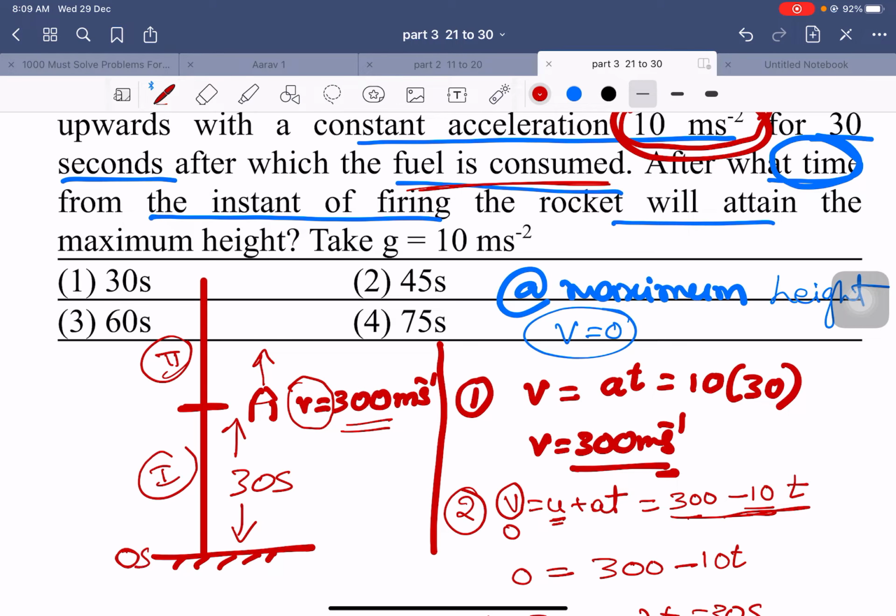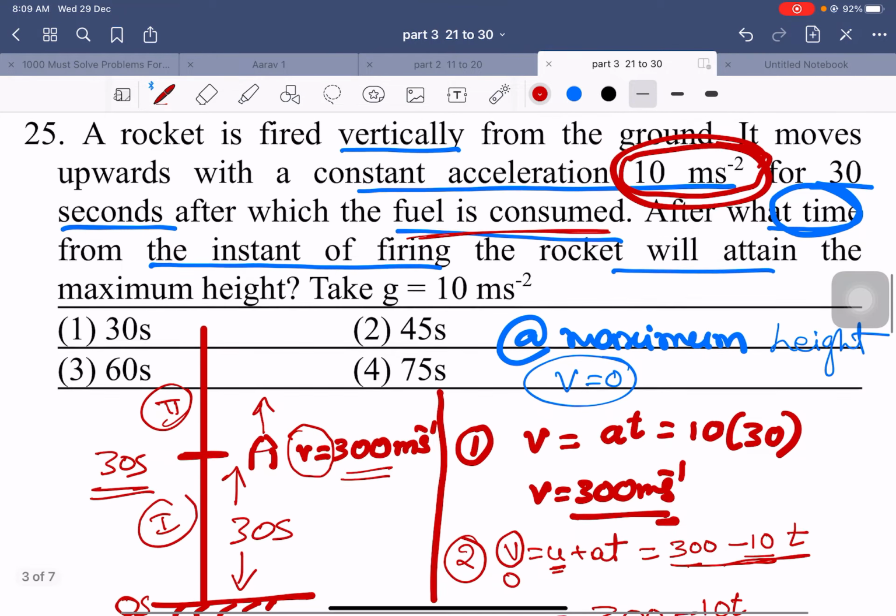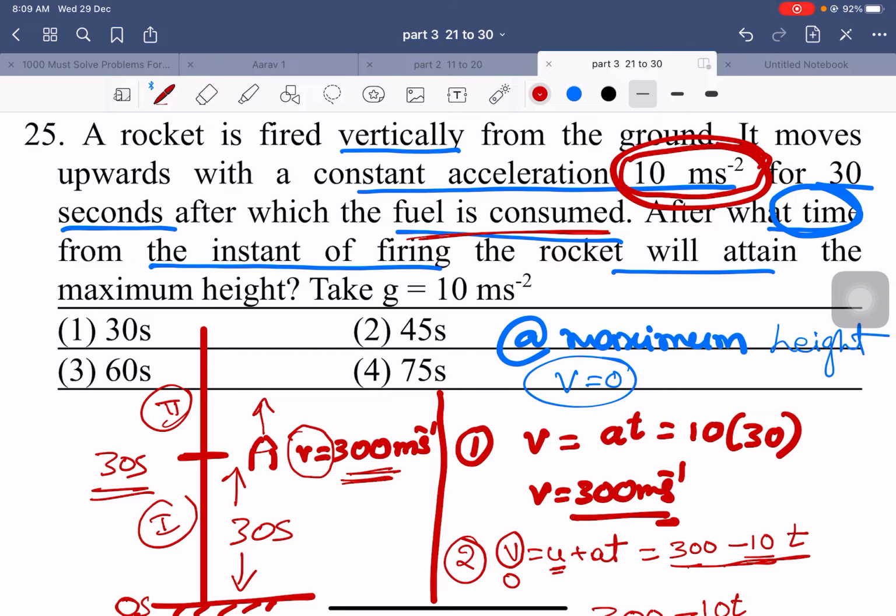So here I'll write 0 seconds. This is 30 seconds. Before its velocity becomes 0, it goes up for another 30 seconds. Another 30 seconds. Okay, now what is the time here? Time here is 60 seconds.